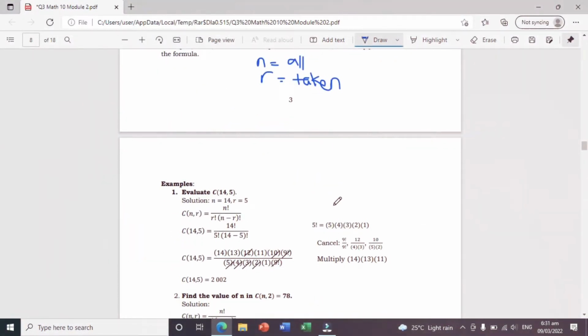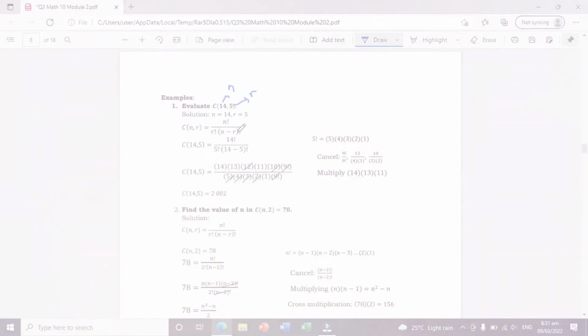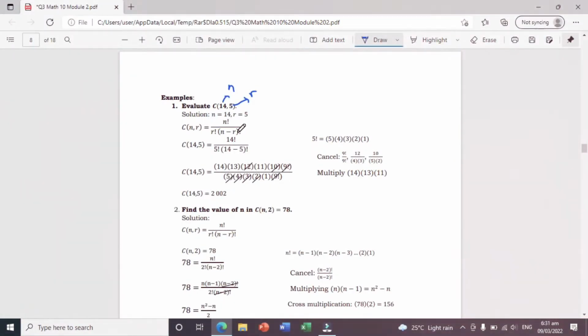Number 1, evaluate C(14,5). For our solution, 14 is n and 5 is r. Our formula is C(n,r) equals n factorial over r factorial times n minus r factorial. Our n here is 14, then r is 5 factorial, then n minus r, so 14 minus 5 factorial.